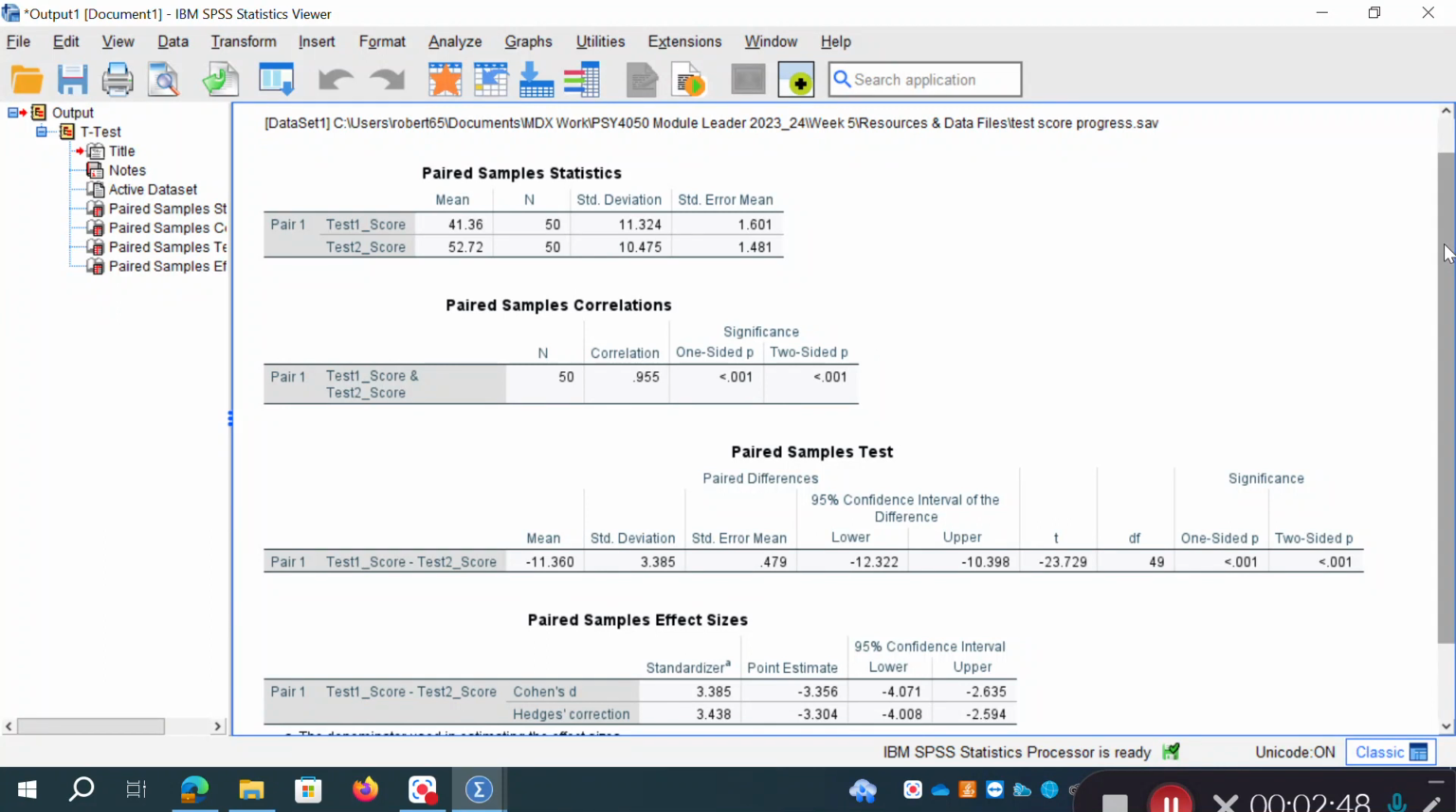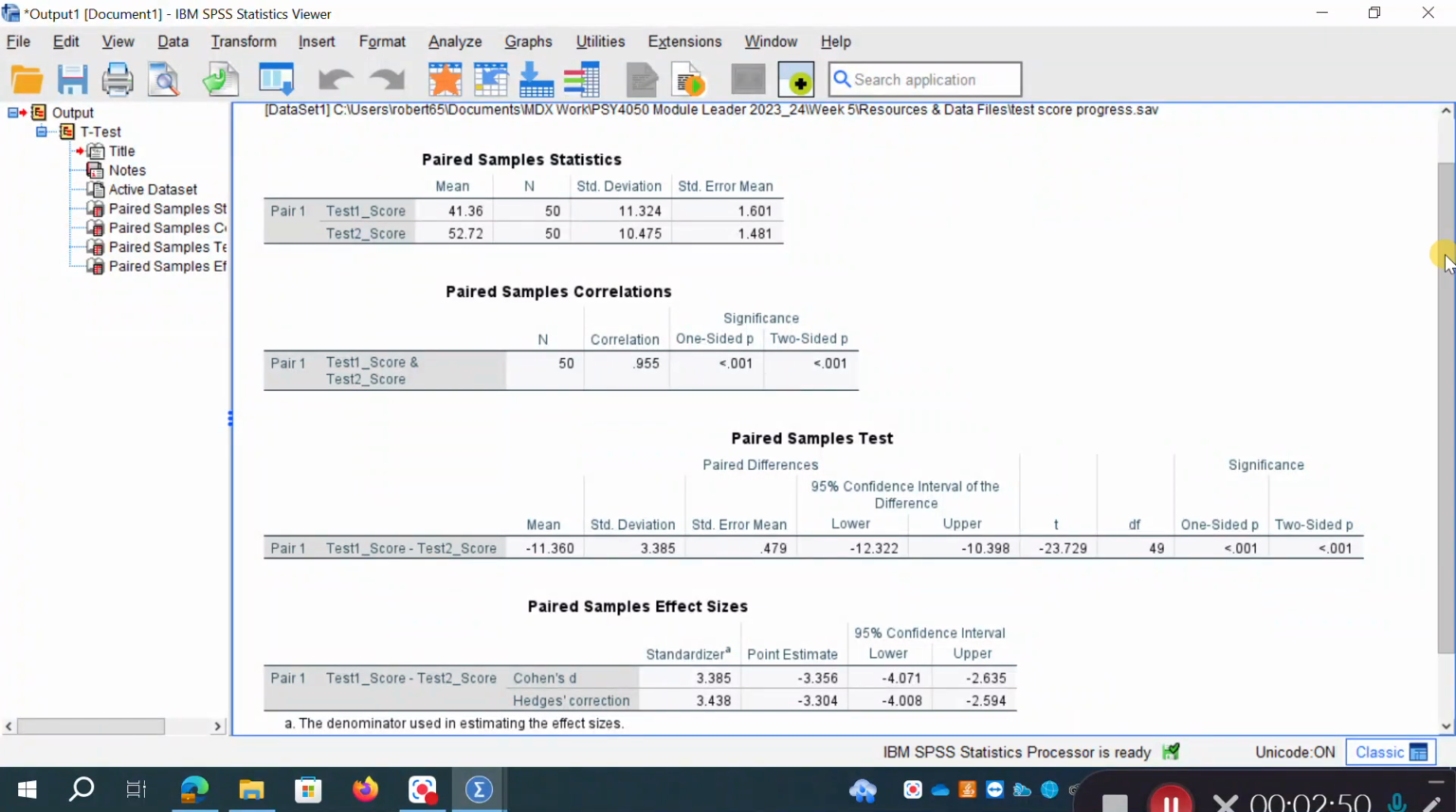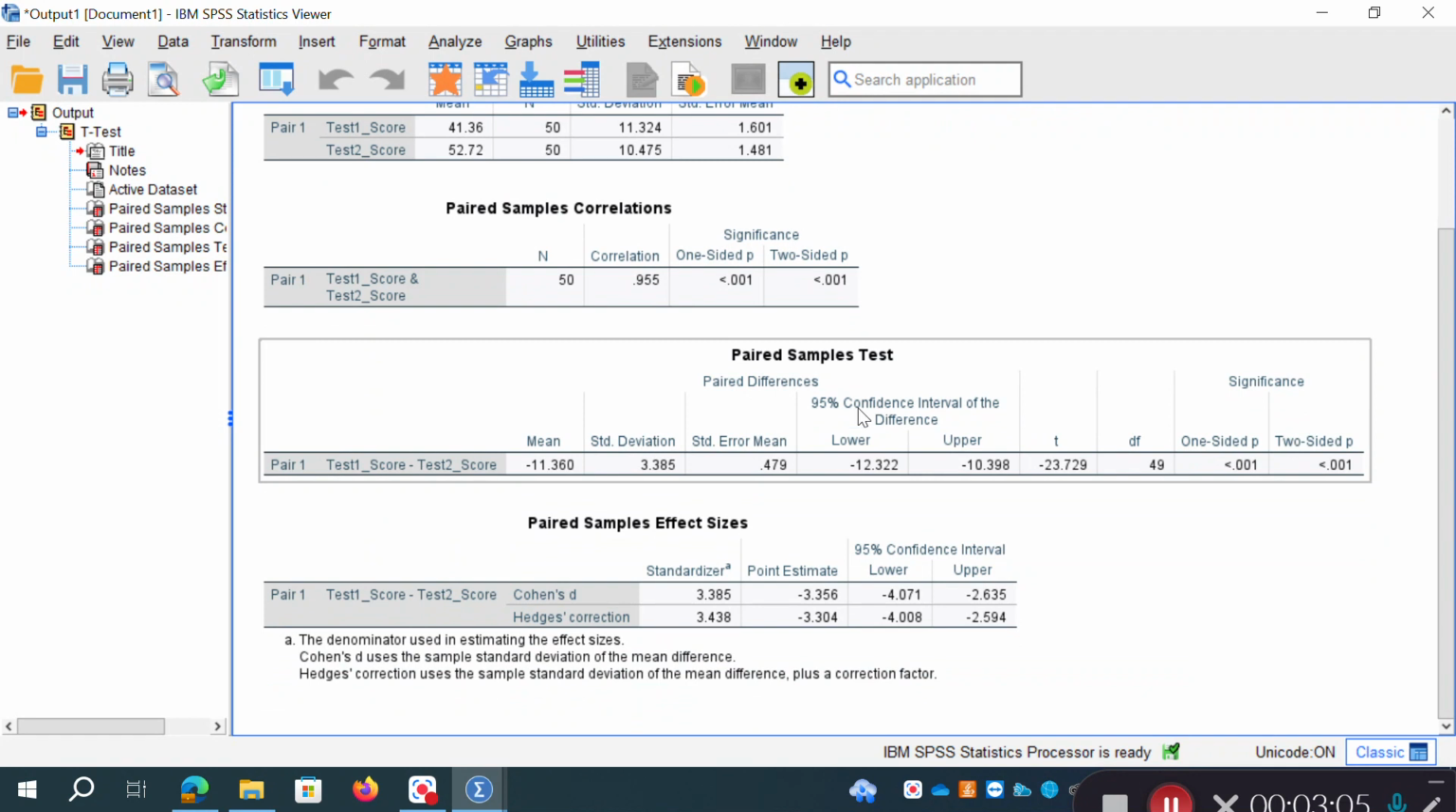So higher scores for test 2, but does that equate to a statistically significant difference? Did our participants get statistically significantly higher scores in the second test compared to the first test? So to answer that, what we want to do is look at our third table, our paired samples test table, and it gives us a t-value here.